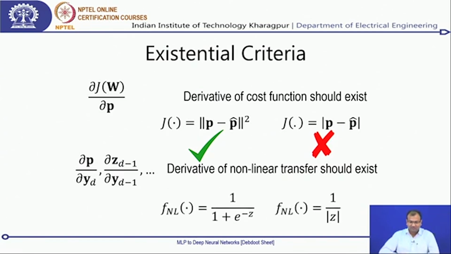So let's take two different cases of nonlinearities over here. The first one is a sigmoid function which I have as a nonlinearity. The second one is 1 by mod z, something like the inverse of the absolute value of the input which goes into the network. Now the question is, does the derivative of each of them exist or not? Let me give you some time. Can you calculate the derivative of the first function, which is your sigmoid nonlinearity? I'll give you a couple of seconds to calculate this part.